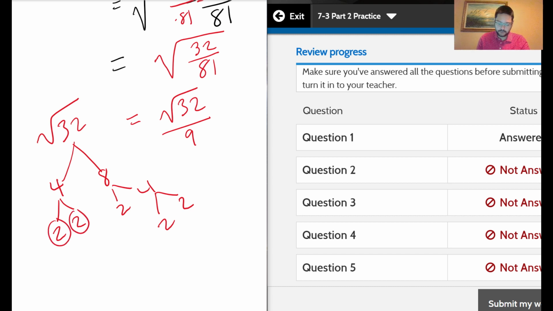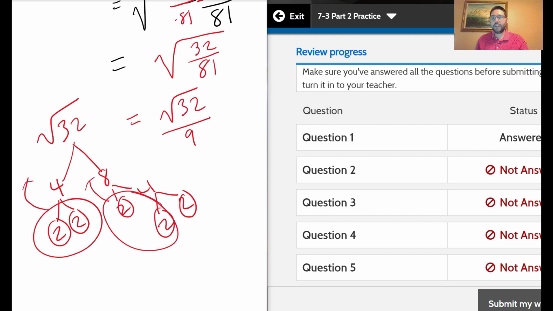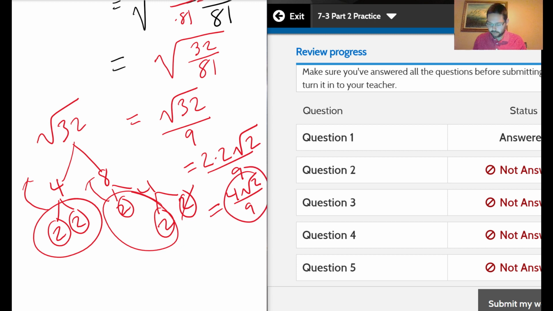All right, so let's circle those because we're done with those. Now you're circling pairs. So we got a pair here. We got a pair here. The pair goes out. Remember that the pairs go out, the rest goes in. So I got 2 pairs out. The pair of 2's and then another pair of 2's. And then the rest goes in, so this 2 right here goes in. All right, and then I got it over 9, of course. So now we got 2 times 2 is 4, so we got 4 times square root of 2 over 9. All right, so that is my answer.